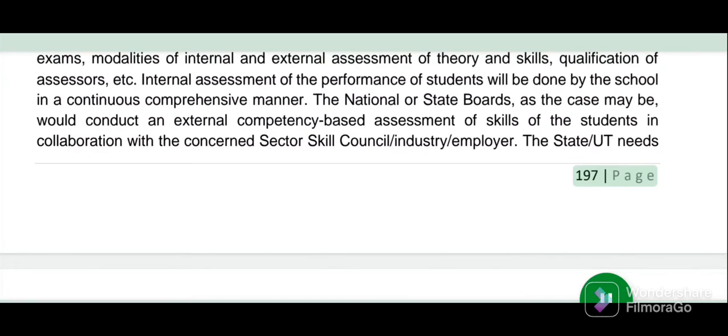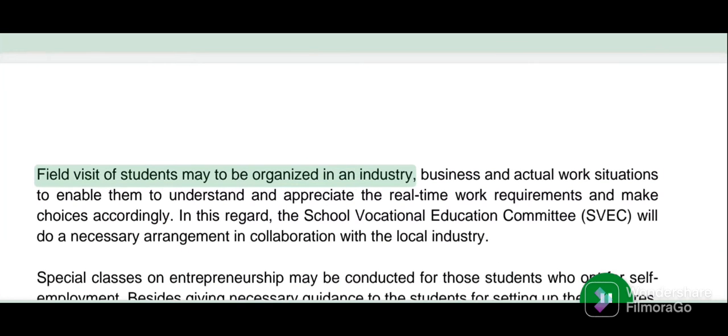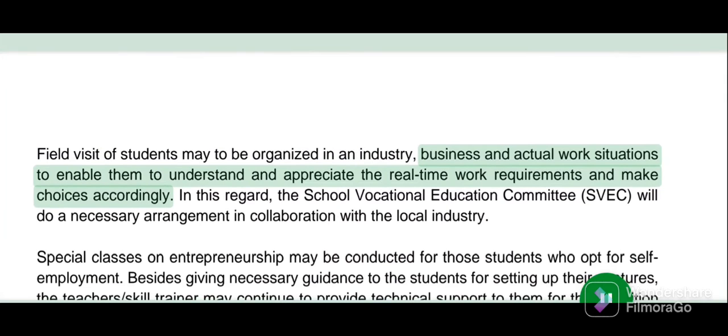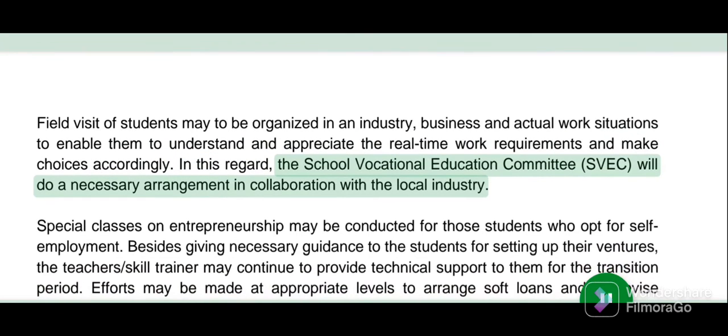197 PAGA. Field visits of students may be organized to industry, business and actual work situations to enable them to understand and appreciate the real-time work requirements and make choices accordingly. In this regard, the School Vocational Education Committee (SVEC) will make the necessary arrangements in collaboration with the local industry.